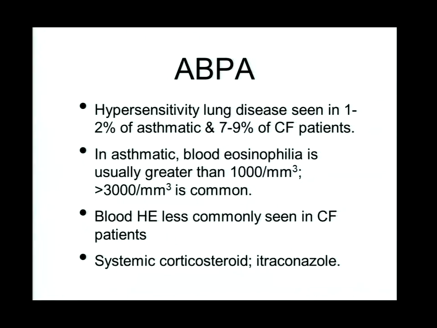So ABPA, as a reminder, is a hypersensitivity lung disease seen in 1 or 2% of asthmatics, or up to 7 to 9% of cystic fibrosis patients. In asthmatics, the blood eosinophilia can be greater than 1,000 per microliter. 3,000 is very common. Curiously, blood hypereosinophilia is not often seen in patients with cystic fibrosis. Treatment is corticosteroid and itraconazole.